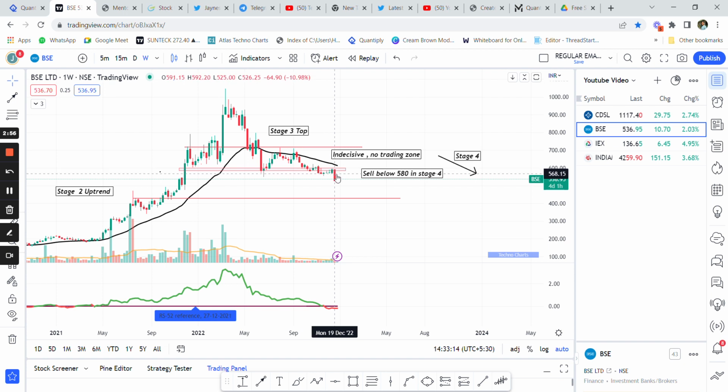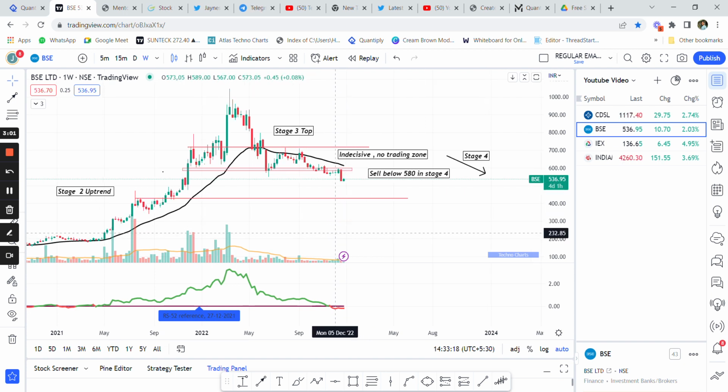So coming to BSE, we see that BSE had already broken the stage 4 base at around 590 rupees and is now currently trading at 530 rupees. The relative strength also has turned negative here, and you can look at my past videos where I've talked about how the stocks which have RS negative and stage 4 downtrend have been sideways for the past 1 year till now and have not given any kind of return.